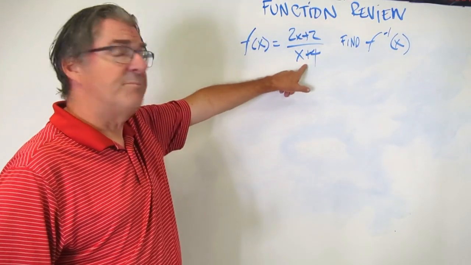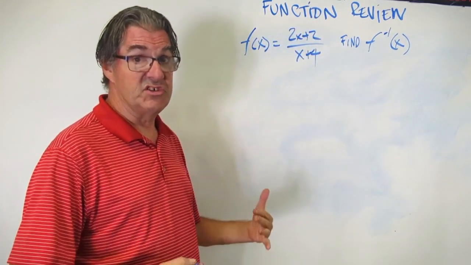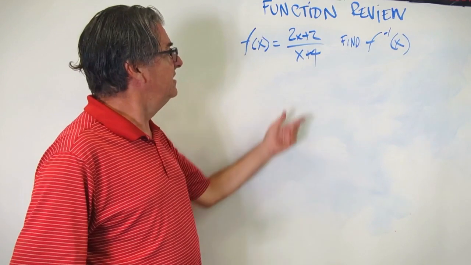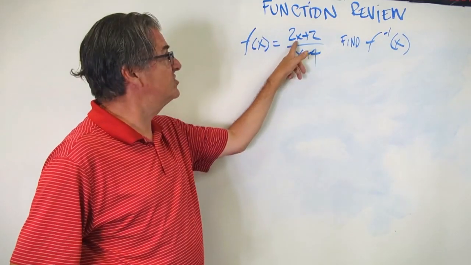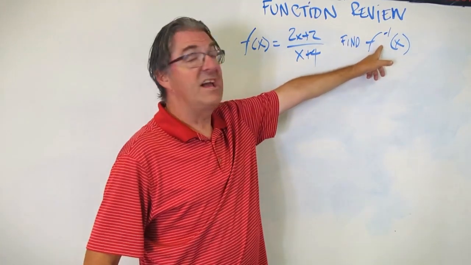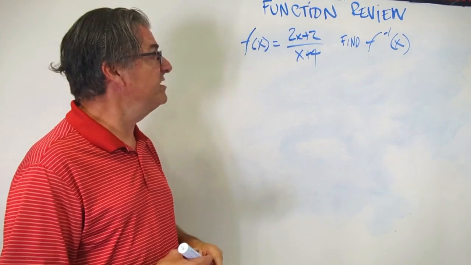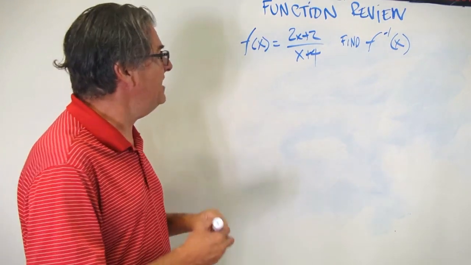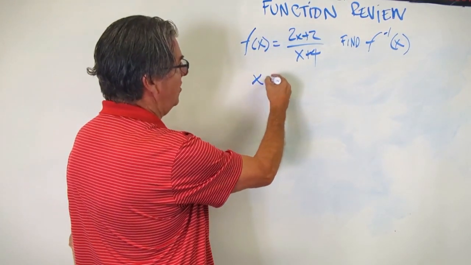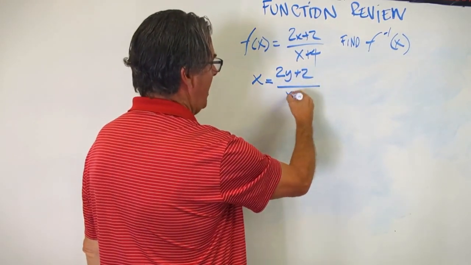There are some complicated problems involving rational functions. A rational function is just a function that has a fraction in it. So this one is definitely a rational function. We have 2x plus 2 over x plus 4. We're being asked to find the inverse function of that. So if you recall from the last board, we just switch x and y. So I'm going to get x equals 2y plus 2 over y plus 4.